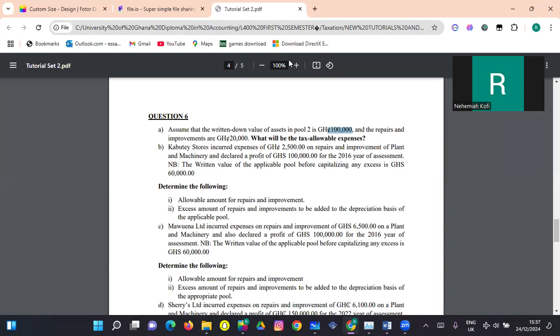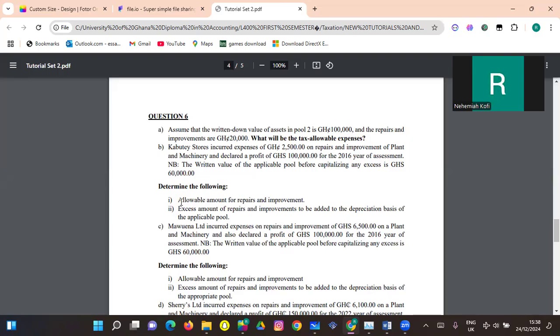Right, B. Kabute Stores, I think this came into our eye plenty. Kabute Stores incurred expenses of 2,500 on repairs and improvements of plant and machinery, and declared a profit of 100,000 for the 2016 year of assessment. Note that the written down value of the applicable pool before capitalizing any excess is 60,000, right? Here, remember, the profit is 100,000, but the written down value is 60,000. Don't confuse yourself.